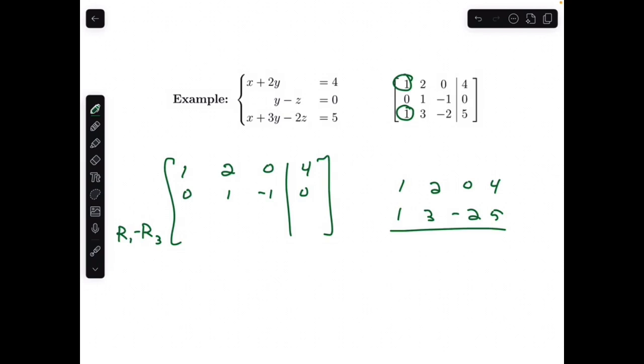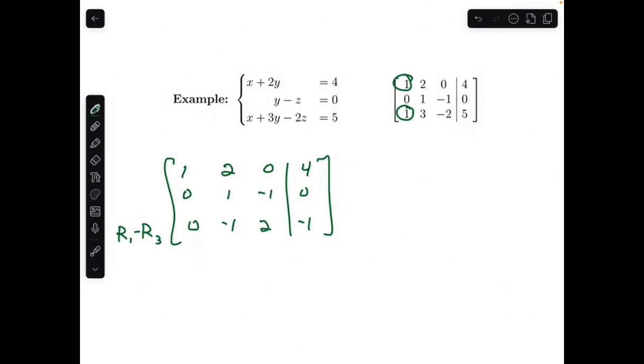So remember that you're going to subtract in all of those places. So 1 minus 1, 2 minus 3, 0 minus a negative 2 is really 0 plus 2, and 4 minus 5 is negative 1. So this is my new third row: 0, negative 1, 2, negative 1. All right, so make sure you're careful when you're subtracting, especially if you're subtracting negatives. So there I took row 1 minus row 3, and notice it gave me the 0 where I wanted it. So now I have the 2 zeros in that first column.